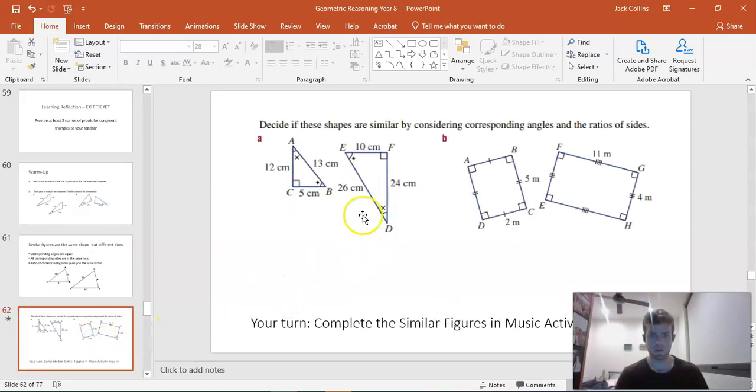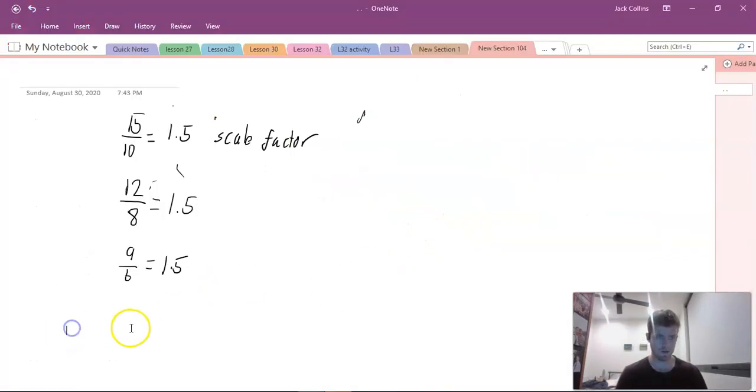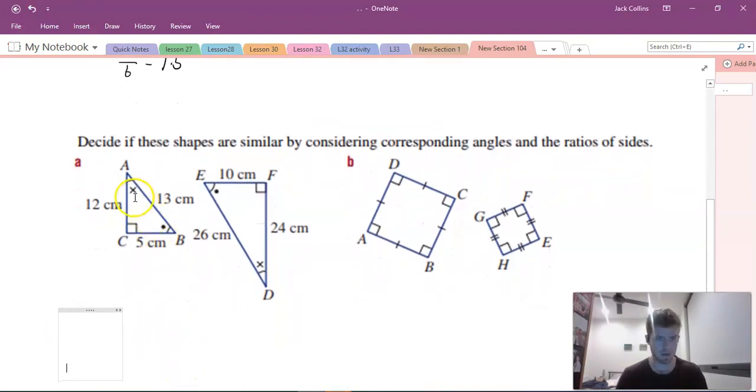So let's look at a couple more examples. Here we need to decide if these shapes are similar by considering the corresponding angles and the ratio of the sides. If we copy this down here, let's look at the first one. We can see that the corresponding angles appear to be the same. The right angle lines up, the angles line up here, and this last angle does line up as well. So 5 would have to line up with 10. So 5 to 10, or 10 over 5, would give us a scale factor of 2.